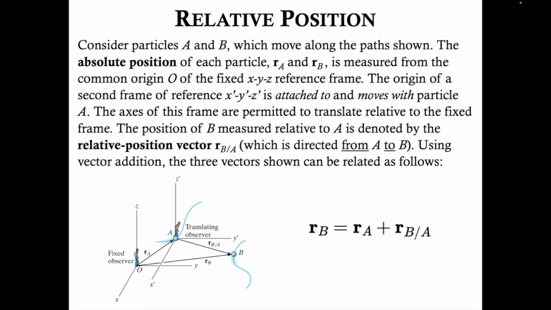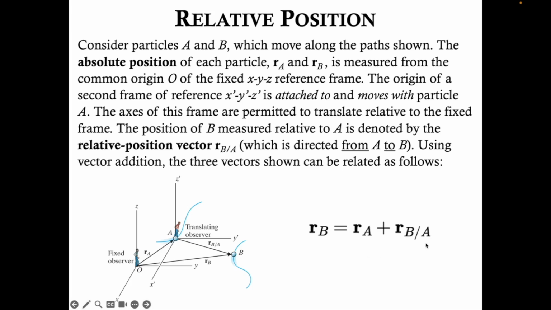So using vector addition, the three vectors shown can be related as follows. We have vector r sub B equals vector r sub A plus vector r sub BA. And remember, these are all position vectors. These two here that only have a single subscript are the absolute position vectors measured from point O of the fixed reference frame. Whereas this term here, the position vector with two subscripts with a slash in between them, represents the relative position vector. That would be directed from A to B.